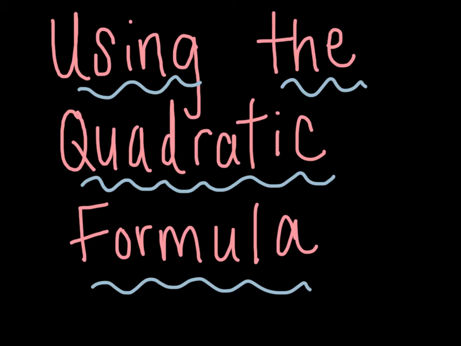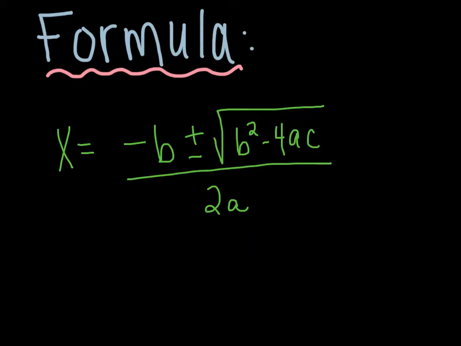Today we're going to talk about how to use the quadratic formula when solving quadratic equations. The formula that is used to solve quadratic equations is x equals negative b plus or minus the square root of b squared minus 4ac, all over 2a.